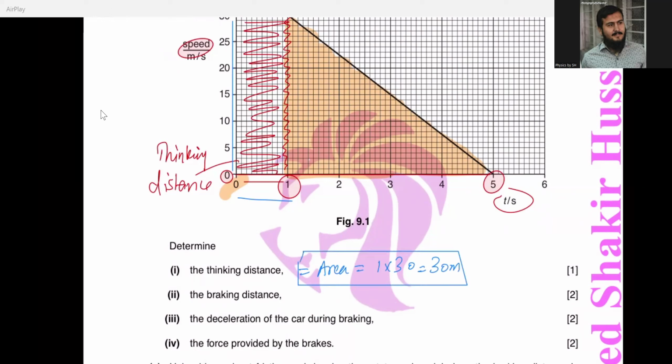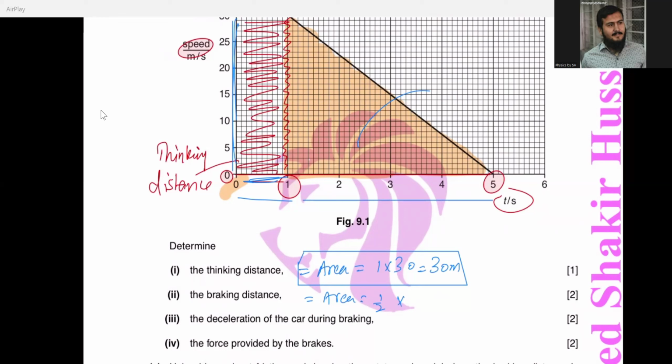Anyone? Any problem? No. Braking distance, that's the area again, half into 1 into 30. This is 1, and then this is 30. Thinking distance बोला ना? This is the thinking time, right? Okay, उसके बाद आपने ये वाला करना है. This is the triangle, ठीक है? अब triangle का area कैसे निकालेंगे? Half into what is the base?